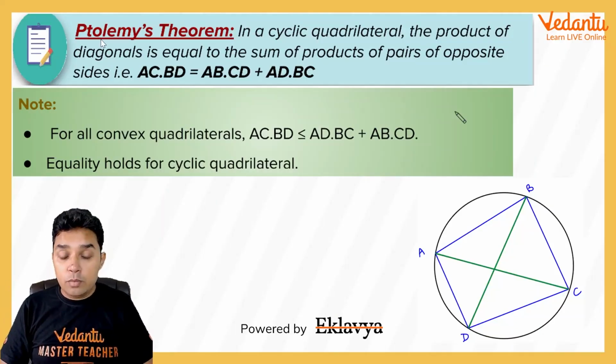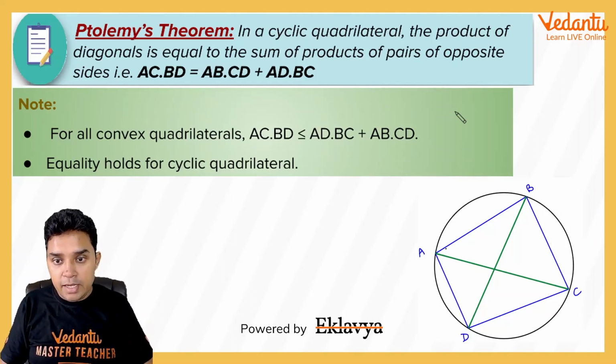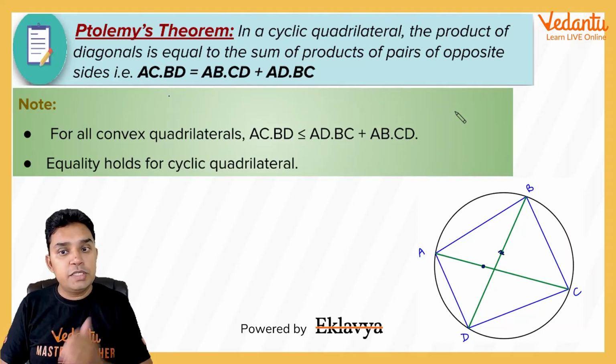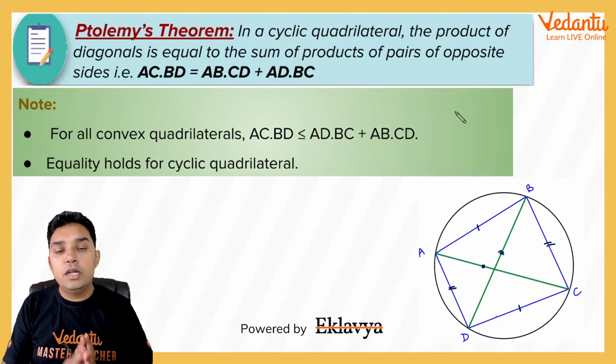This is Ptolemy's theorem, one very important thing in a cyclic quadrilateral. It says that in a cyclic quadrilateral the product of diagonals, so if we go with this diagram where ABCD is cyclic, the diagonals are AC and BD, is equal to the sum of the products of opposite sides. You can see AB and CD are opposite and AD and BC are opposite. So here AC into BD is equal to AB into CD plus AD into BC. That is what Ptolemy's theorem says.